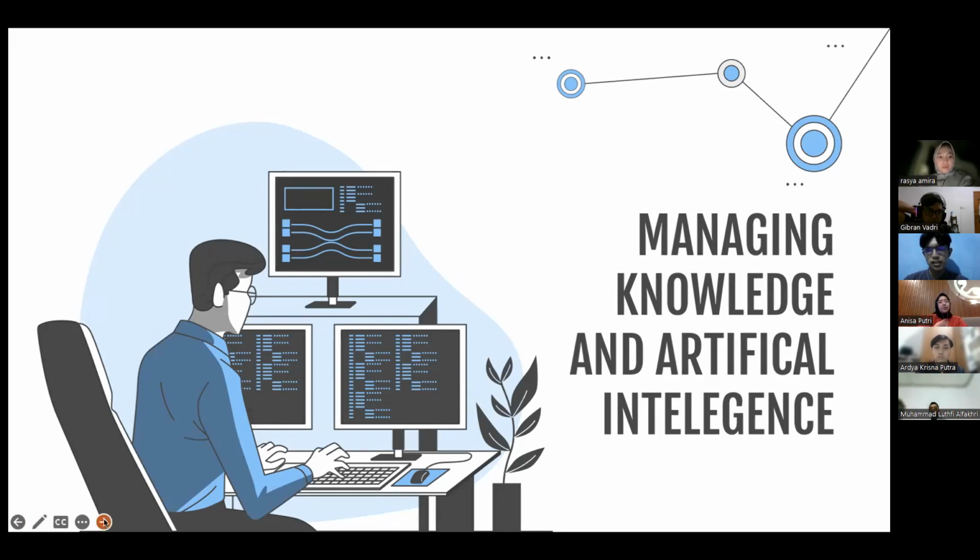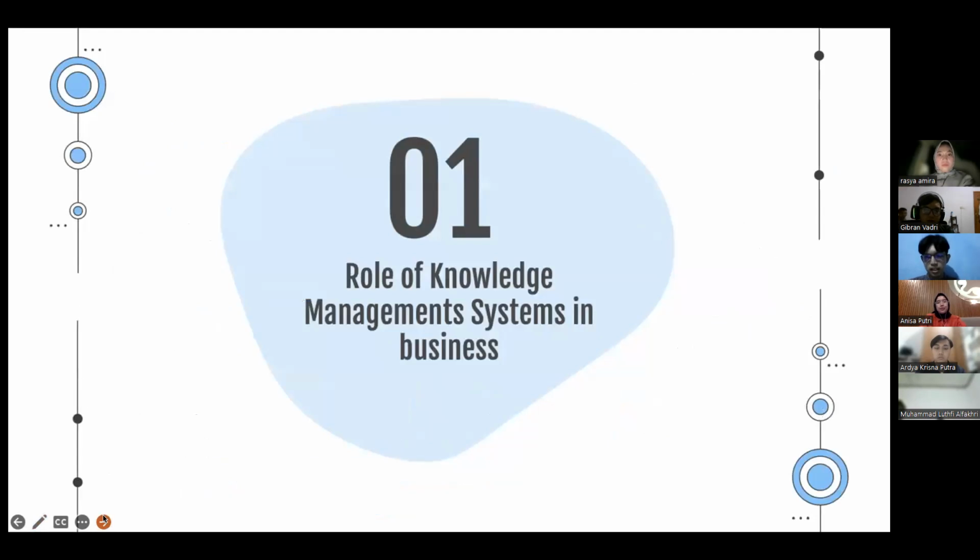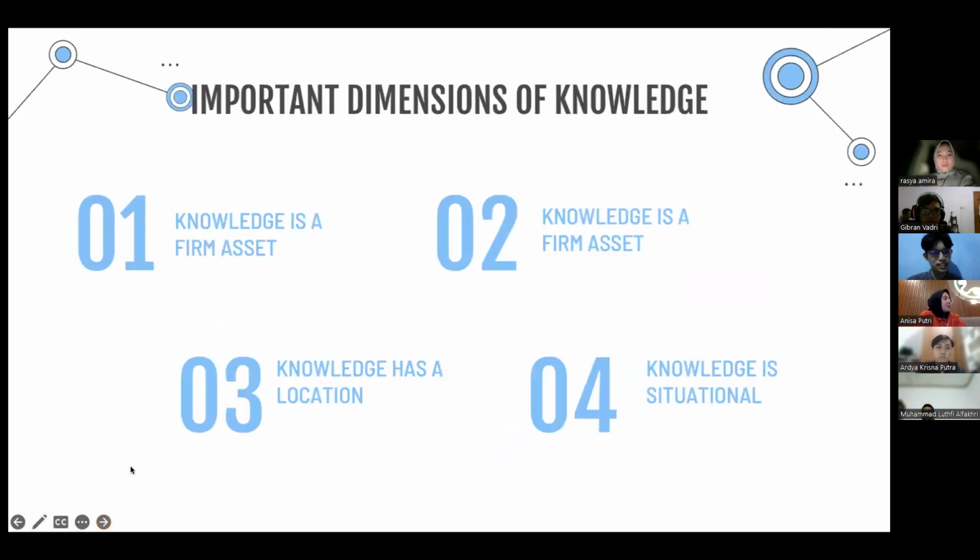Okay, next slide. The first one is the role of knowledge management systems in business. Next slide. The first one is important dimensions of knowledge.